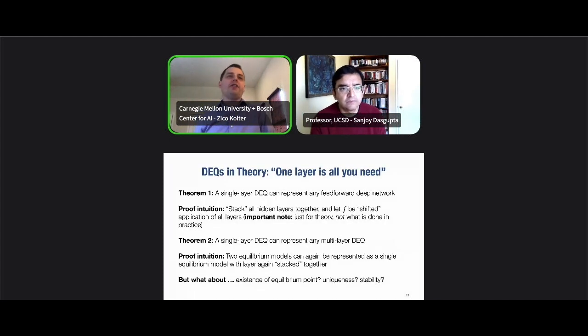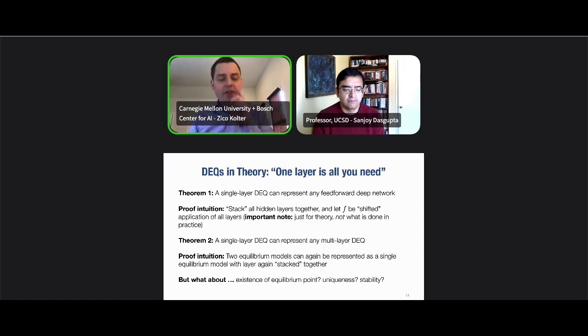The second thing I want to point out about these models is the theory that we have about them. I won't prove this. Both of these proofs are in the paper, and I've also given them in other talks. You can probably Google for this and find some quick proofs of these things. The first theorem that we have about DEQs I titled under one layer being all you need. I guess it's all the rage to say X is all you need for deep networks these days. But in our case, one layer is really all you need, and we can even prove it. The first proof there is that a single layer DEQ can represent any feed-forward network that I described before.